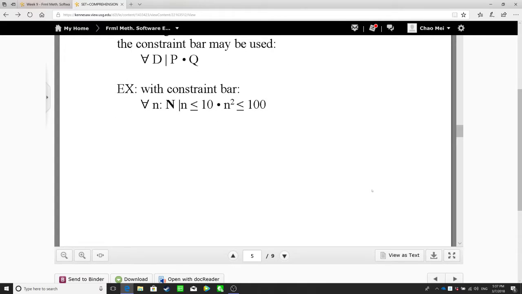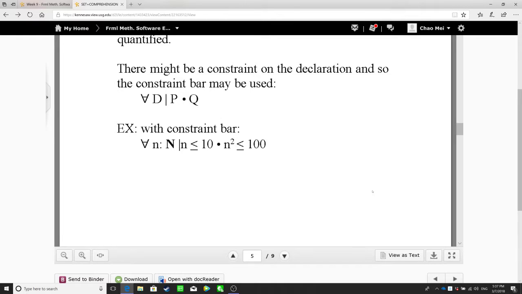Here's another example. For all n, which is a natural number, and n less or equal to 10, n squared is less or equal to 100. True or false? Is it true? Yeah, it is true.